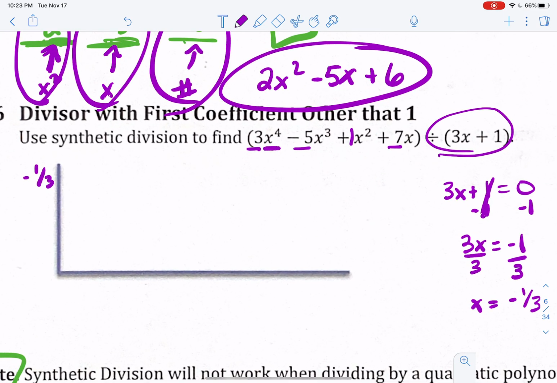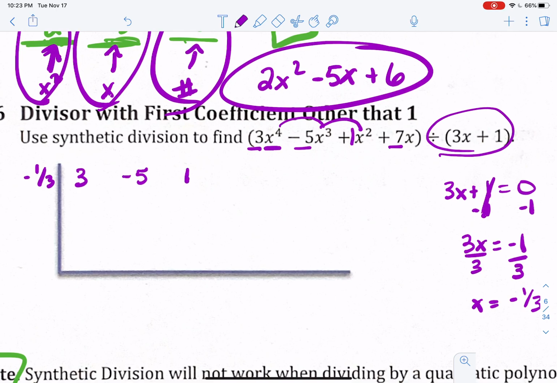So x to the 4th power is where we're starting. I'm just going to go ahead and write my 3 down, but let's make sure that these go in order. So I have an x to the 3rd power, that goes in order. I can put my negative 5 down. Then I have x to the 2nd power, that goes in order. So I have a positive 1. Then x to the 1st power, well, that still goes in order, and that's a 7.